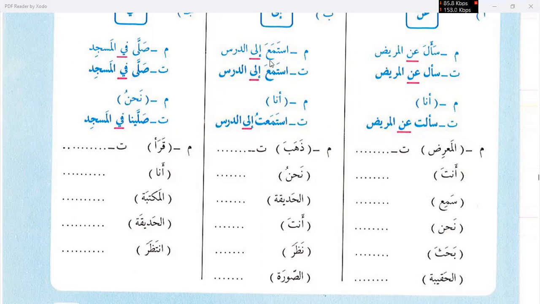Next we have istama'a ila dars. He listened to the lesson. So Tilmiz replies that same. Then Mudarris gave the word ana. So this time he will say, I listened to the lesson. So istama'tu ila dars. I listened to the lesson.